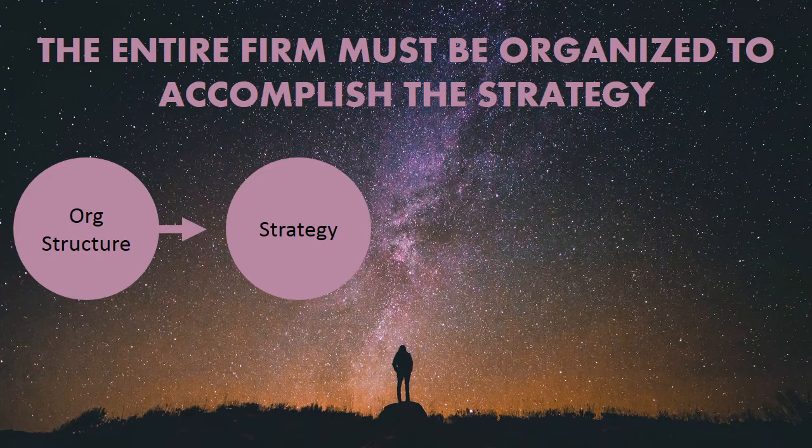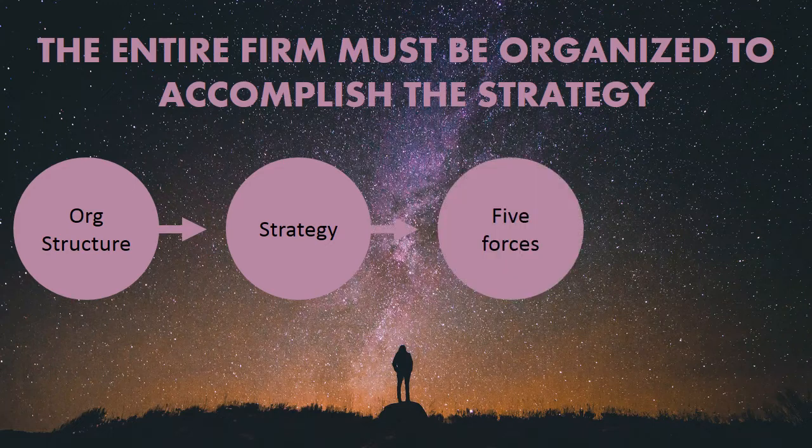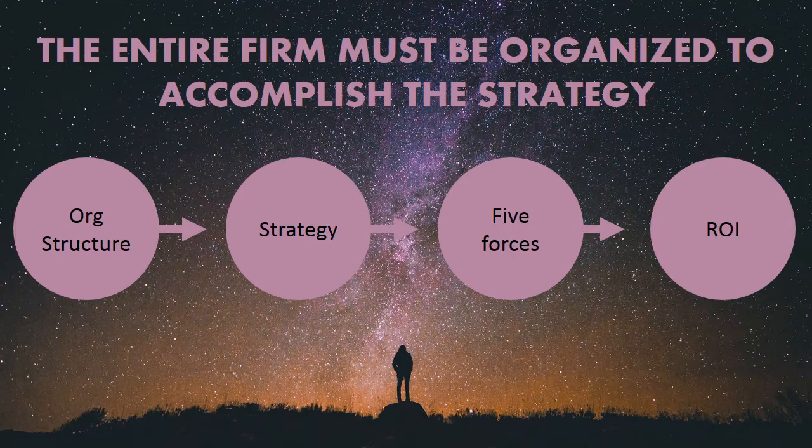What is our strategy designed to do? It's designed to cope with the five forces that exist within our industry. And why are we trying to cope with the five forces? So that we can maximize ROI. So you can understand the context within which all of this is taking place. We're trying to structure our organization to accomplish our strategy, to deal with the five forces to maximize ROI. And maximizing ROI, that's the North Star in business. That's what we're always trying to accomplish.